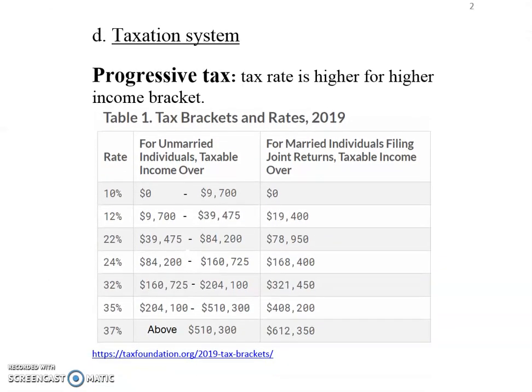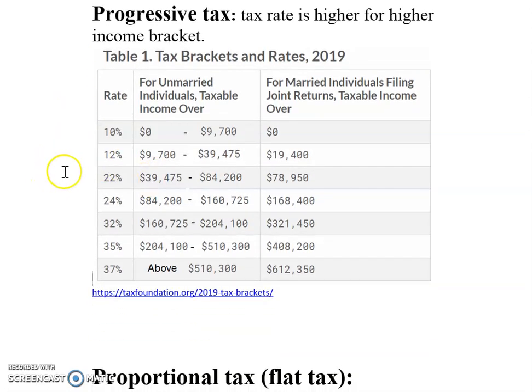So in the last part, we talked about the taxation system. In fact, there are different types of tax. One is called progressive tax. The tax rate is higher for the higher income bracket. In the last part, I explained how the federal income tax goes, right? So the tax rate increases as the income level increases. So this is called progressive tax. This is the example, the federal income tax.